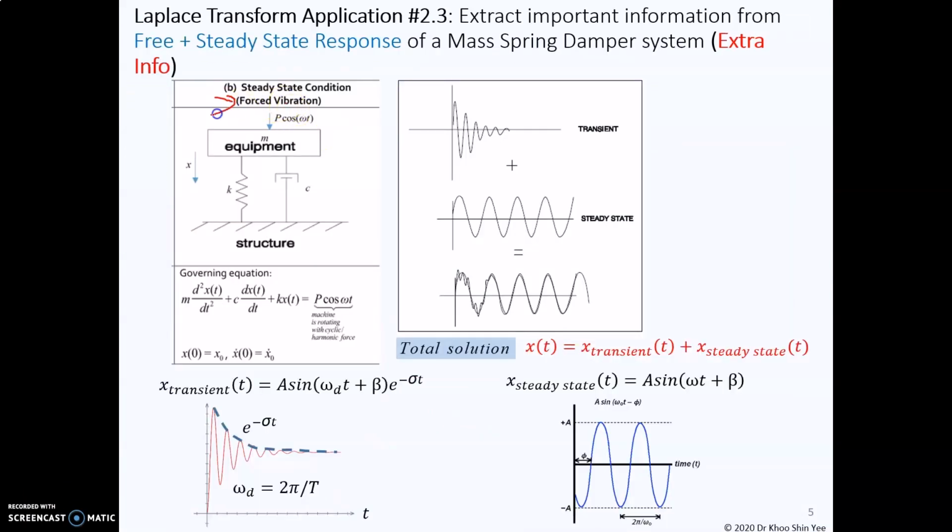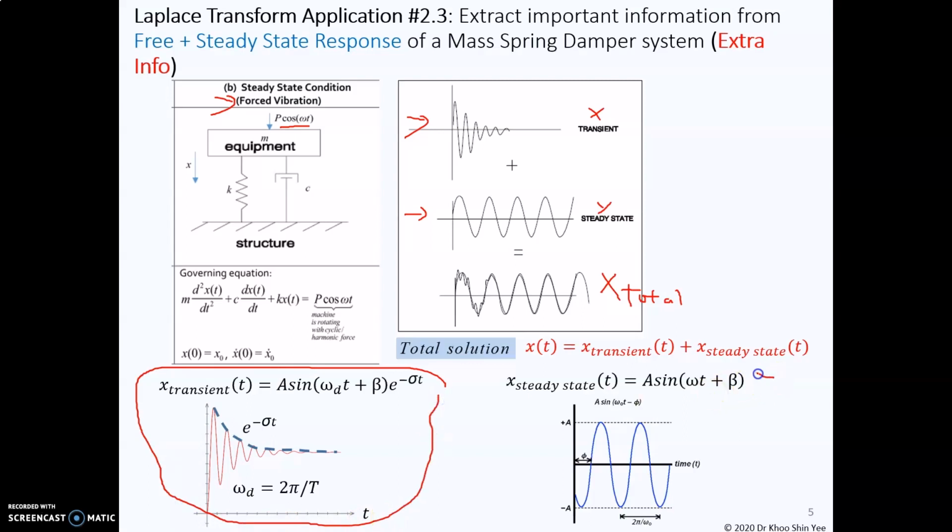In this case, we have forced vibration, where you can see P cos omega t can represent a motor force acting on the system. Due to this force, you will obtain the response by the x transient and also the response by the x steady state, and the total response is equal to your x transient plus the x steady state. Your x transient can be found by using this formula, and your x steady state can be found by using this. So be careful, the omega here indicates the exciting frequency from the force.